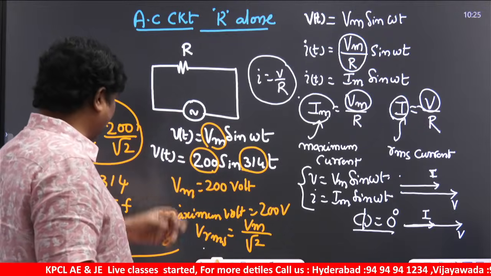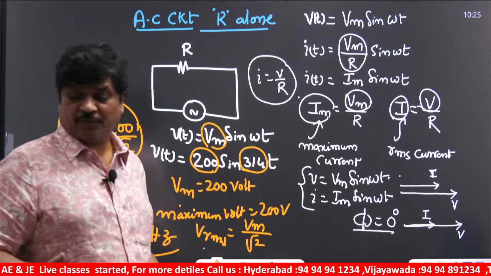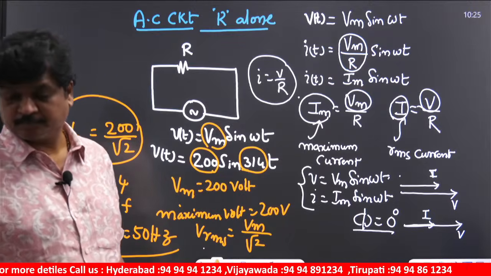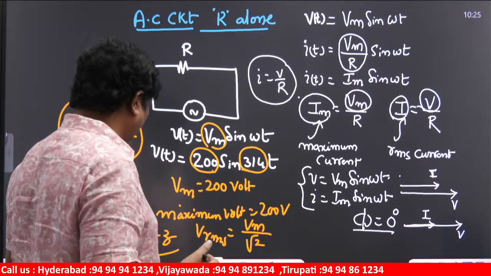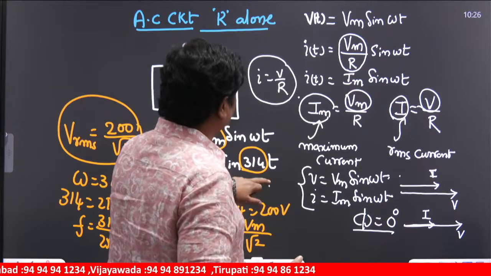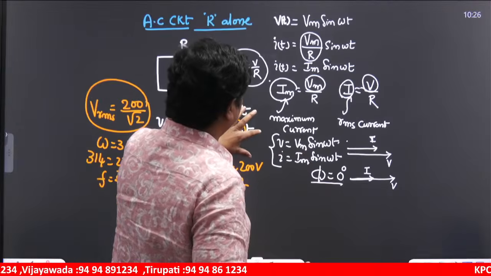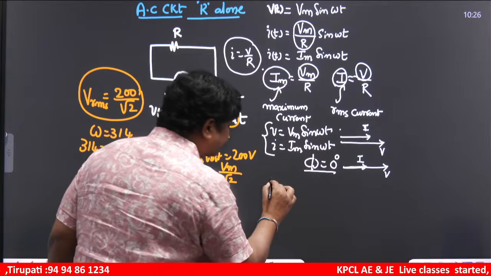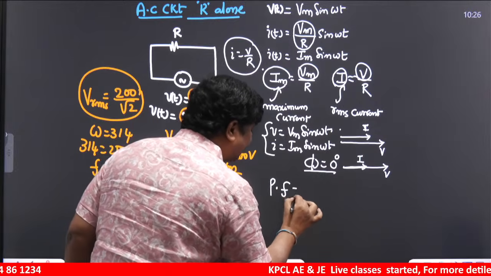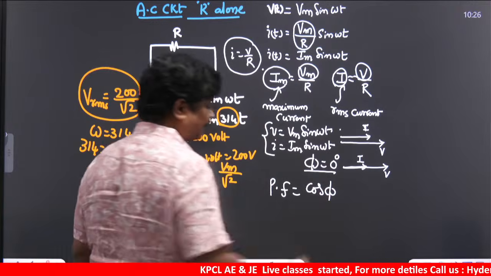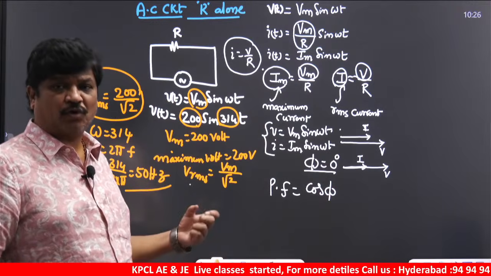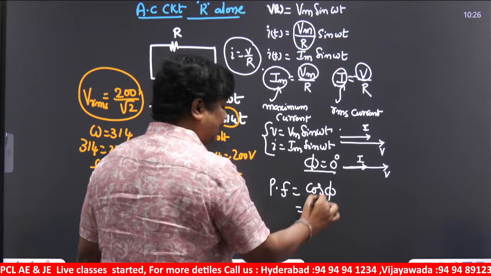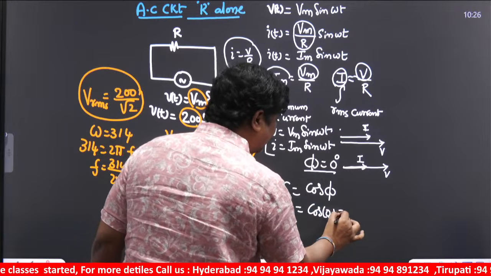Now if you see here, all of you, I hope you are following. Right? Now, what do we understand here? Come to this. What is the power factor formula? Power factor is equal to cos phi. Now, what is phi? The angle between voltage and current. Cos 0 is equal to 1.